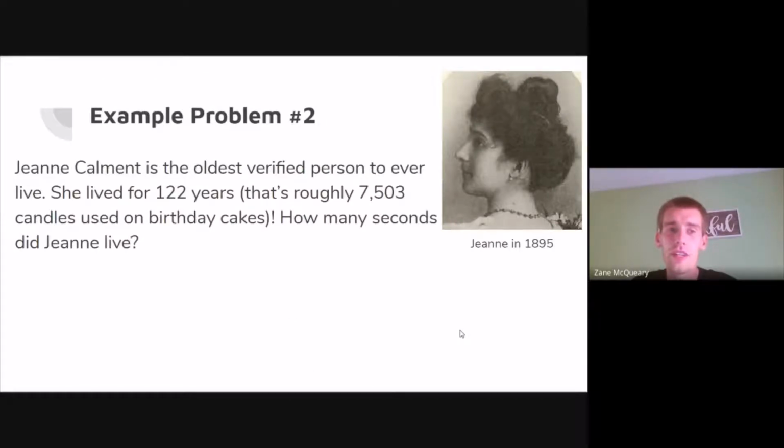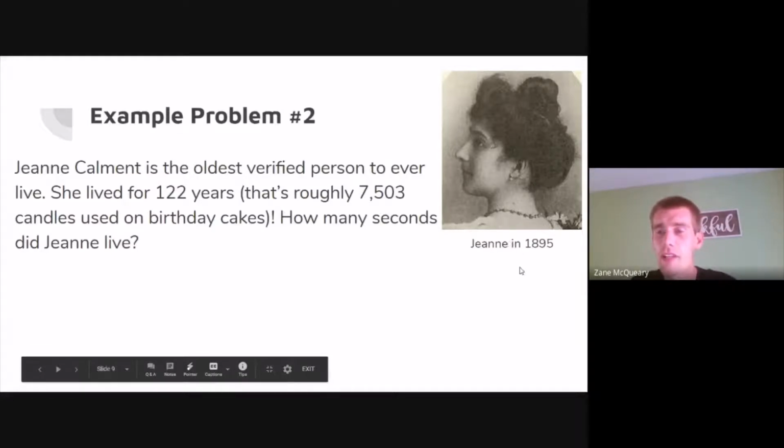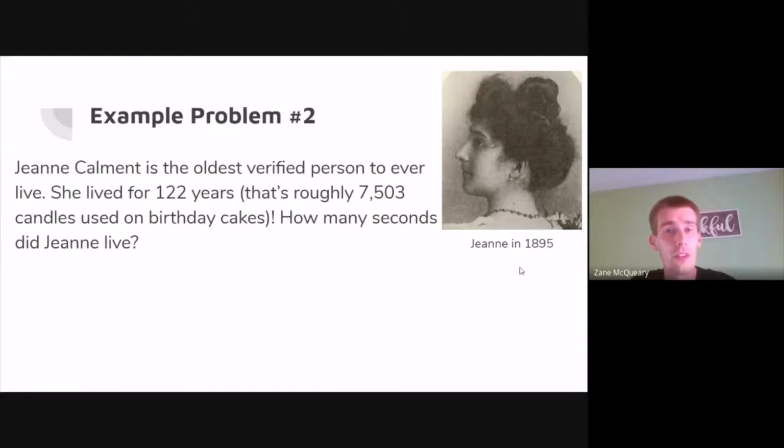All right, number 2 over here. Jean Calment is the oldest verified person to have ever lived, according to Guinness Book of World Records. She lived 122 years. This is a picture of Jean, and she is roughly 20 years old in this picture, so about the age of most of you that are working these problems. And she was still alive until 1997, so she saw quite a bit during her lifetime. For those of you that are mathematically inclined, with a little summation help, if you use a new candle to represent every birthday, so 1 candle for 1-year-old, 2 candles for 2-year-old, 3 for 3-year-old, she would have over 7,000 candles. So we want to figure out how many seconds Jean lived.